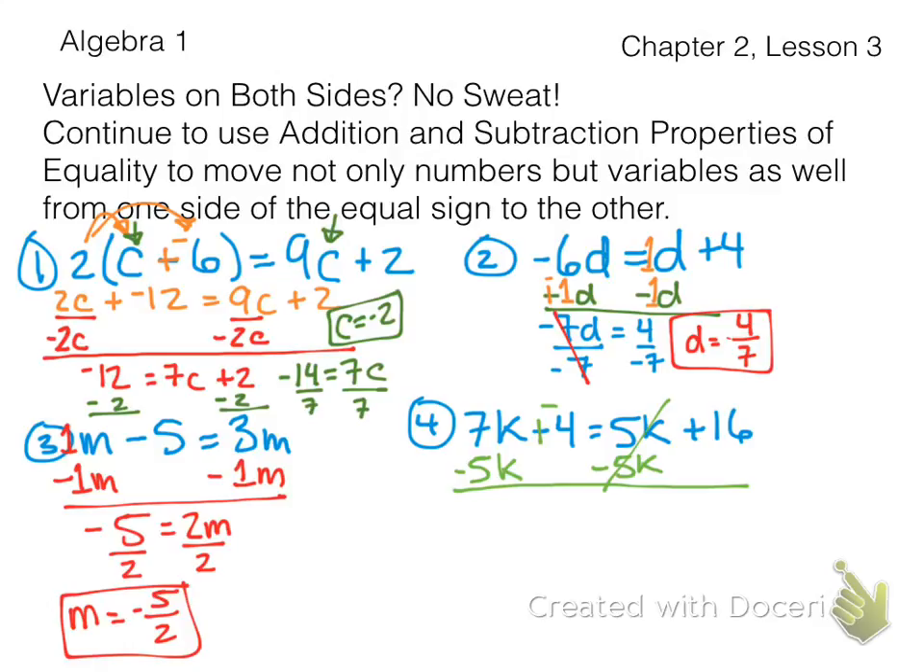All right, so 7k minus 5k is 2k, plus negative 4 equals 16. What's the opposite of negative 4? Well, the opposite of negative 4 is positive 4, so I'm going to add 4 on both sides.